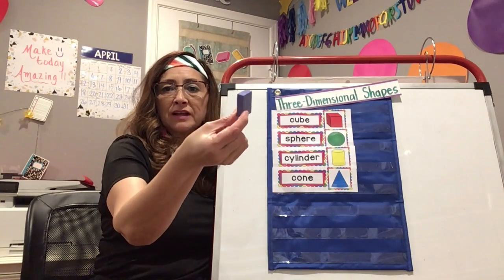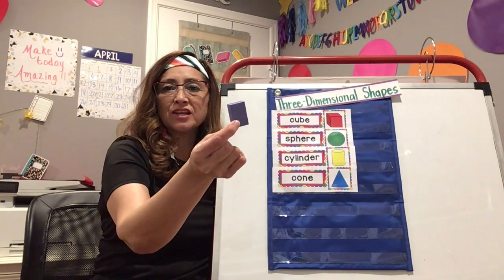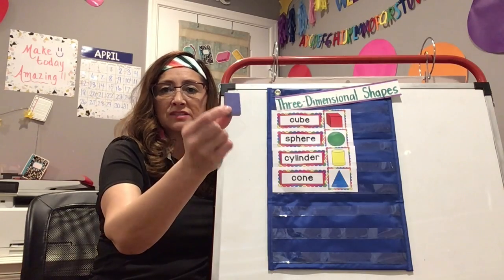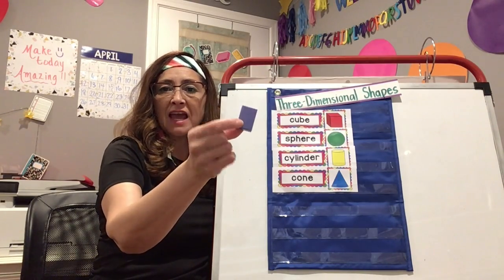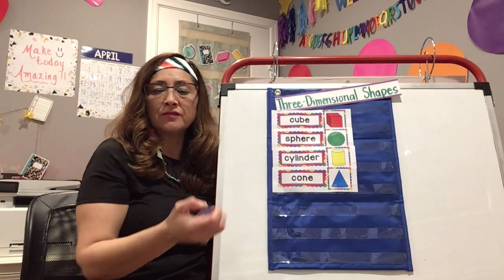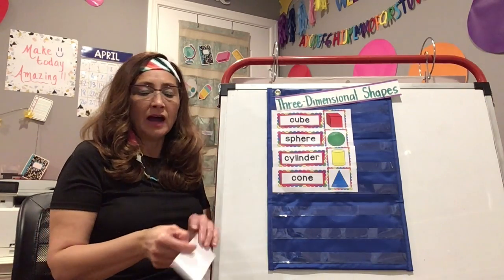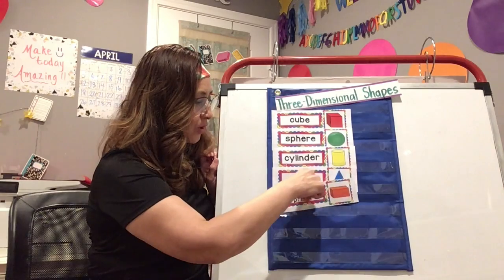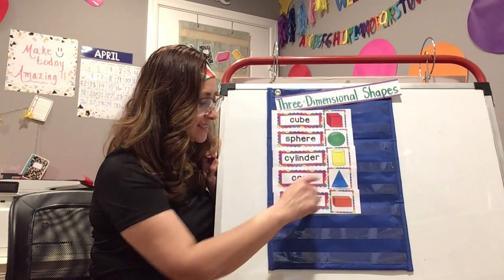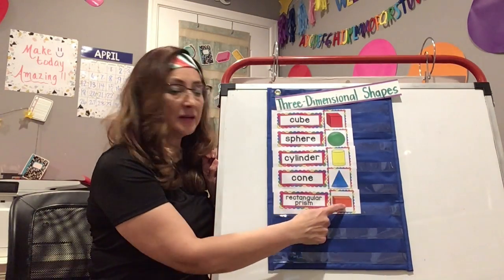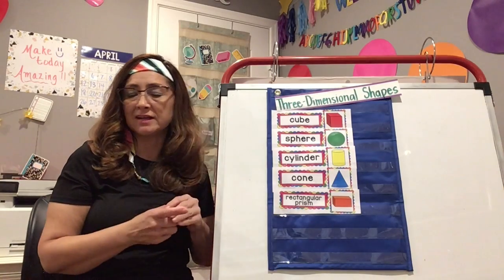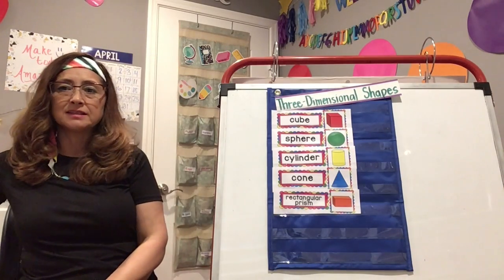Next, I want to show you this shape. This shape, my friends, is called the rectangular prism. Can you say that? Rectangular prism. Very good. Now, I'm going to show you the words again for rectangular prism so that you are able to recognize it when you see it.